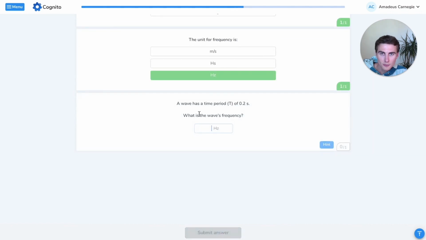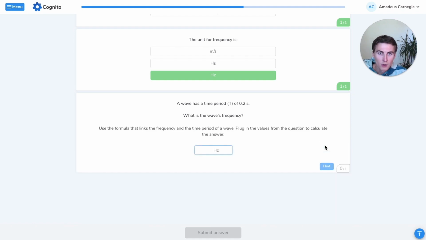Okay. So here we've got a question. It says a wave has a time period of 0.2 seconds. What is the wave's frequency? You may know how to do this already, but I want to show you this hint function that we have. These hints are on a fair few questions, mostly on the calculation ones, and they help you go through it step by step. If you look first, it says use the formula that links the frequency and the time period of a wave, and then plug in the values from the question to calculate the answer.